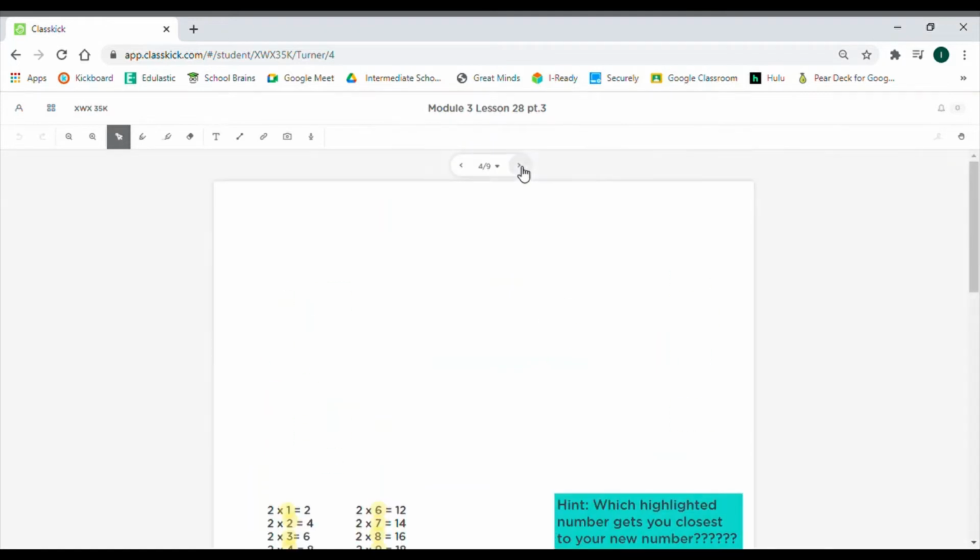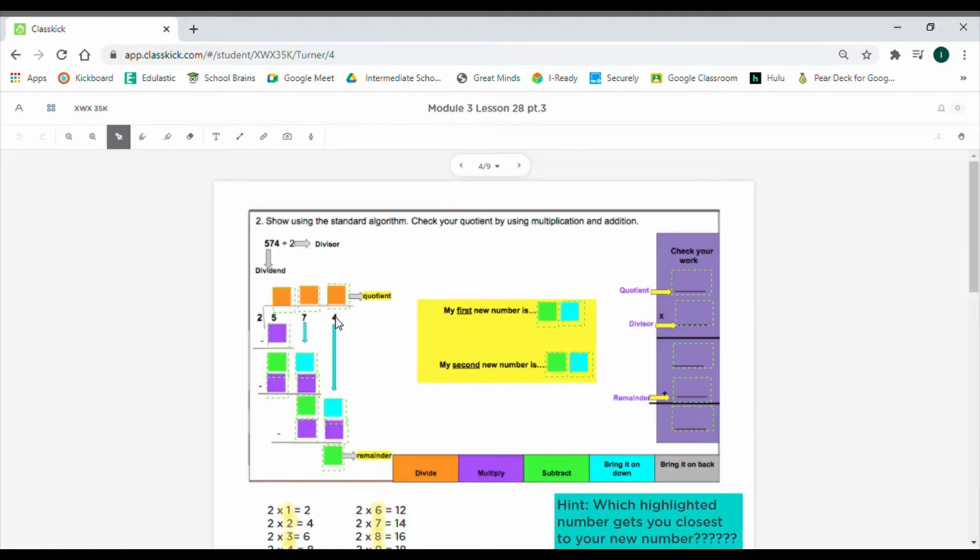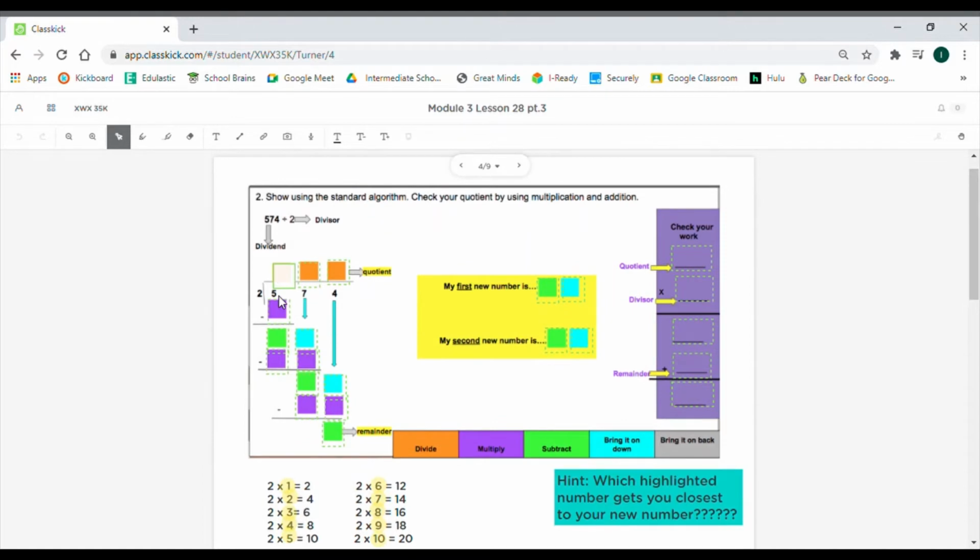Let's try another one. In this problem, we have 574 divided by 2. Here we go. First step is to divide. 2 goes into 5 how many times? I'll scroll up so that you can see all of your facts. If you said 2 times, you're absolutely correct. Y'all, if you multiply 2 times 3, you get 6, which is bigger than 5. So 2 only goes into 5 2 times. Now we're going to multiply. When we're multiplying, we're going to put our product in the purple box.